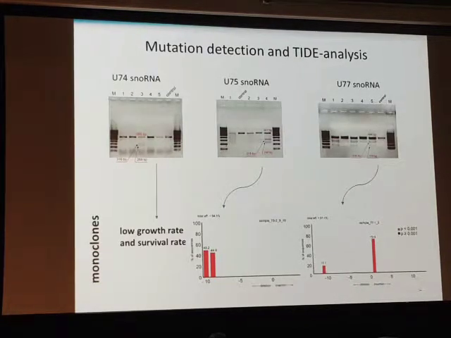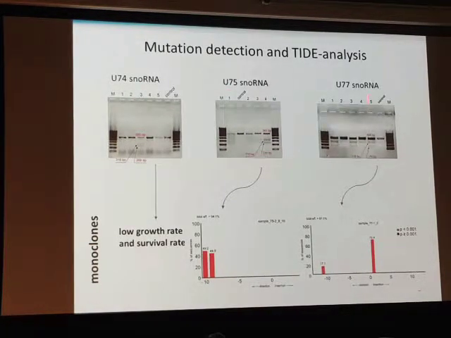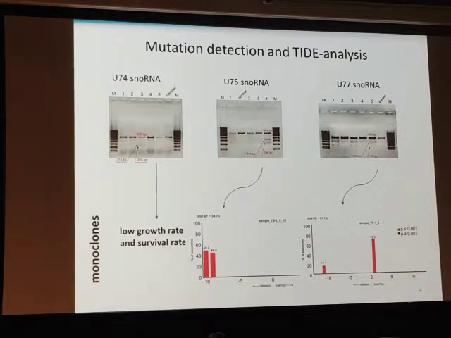We managed to obtain clones for each of the 3 target snoRNAs, and as for the monoclone for U74 snoRNA, these cells were characterized by low growth and survival rate. As for the 2 other snoRNAs, we managed to obtain monoclones for them, each carrying mutations, and the obtained monoclones were analyzed for the nature of the mutations using TIDE software and TA cloning followed by Sanger sequencing.